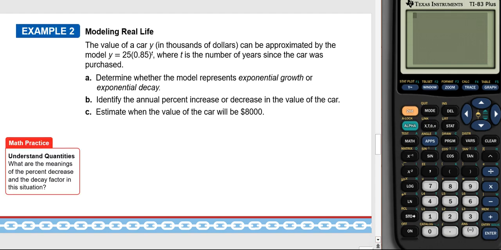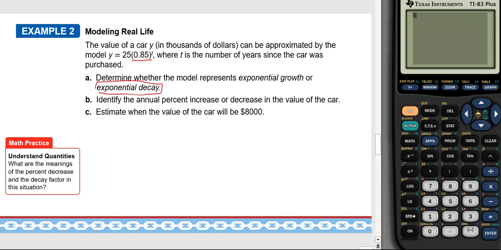So here's an example that we can look at. The value of a car in thousands of dollars can be approximated by the model y equals 25 times 0.85 to the T power. T is the number of years since the car was purchased. We're supposed to determine whether this is going to be an exponential growth or exponential decay model. And we could graph that to get that, or we can look right here. We see that our B value is 0.85. So that's between 0 and 1, which is going to give us exponential decay.